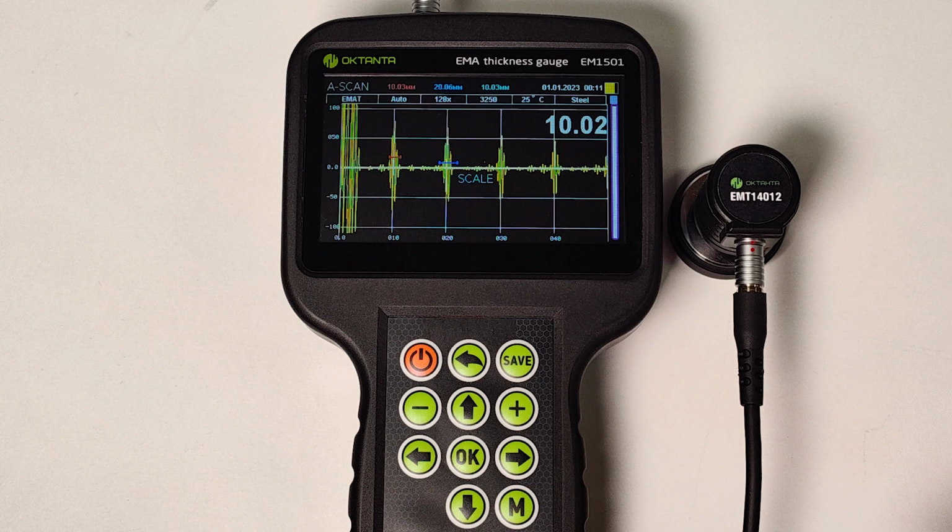In the left part of the A-scan, there's a very high amplitude signal, which is caused by the pulse created by the generator of the device itself. This area is called the dead zone, since no echo signals can be observed in it. Next, we see the useful signal, as well as noise.